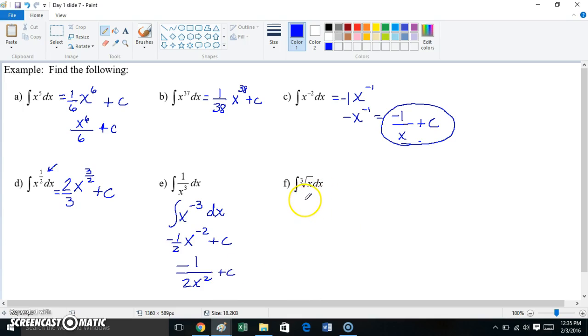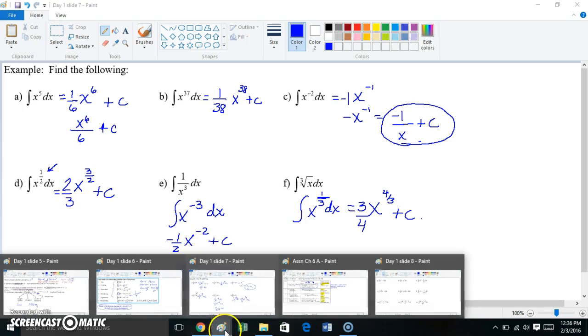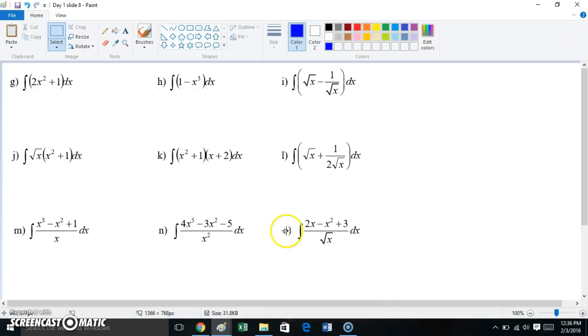The integral of the cube root of x is the same as the integral of x to the 1/3. Anti-power rule, bring that exponent up by 1, so that's x to the 4/3. Dividing by 4/3 is the same as multiplying by 3/4. Don't forget your plus c. All right, we're going to look at 9 more questions.